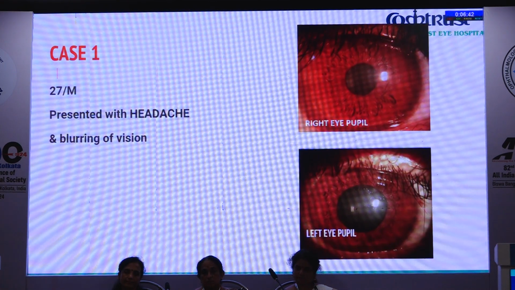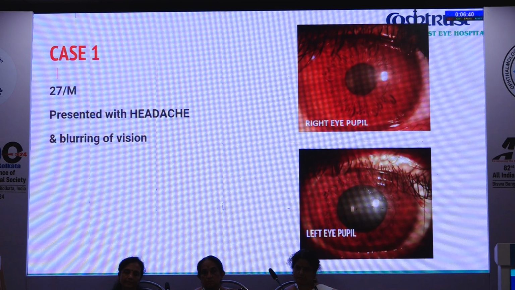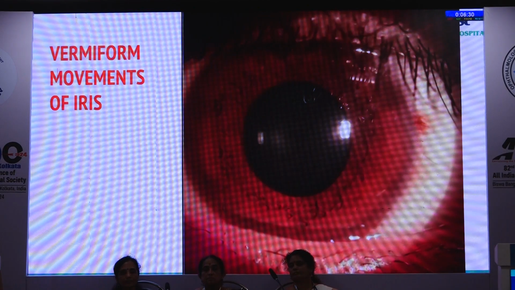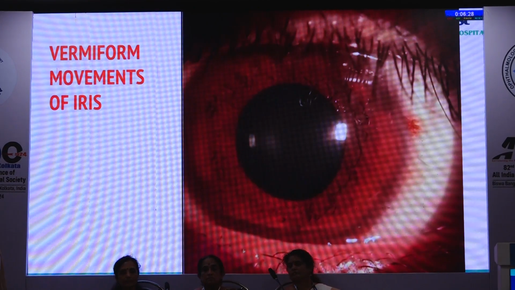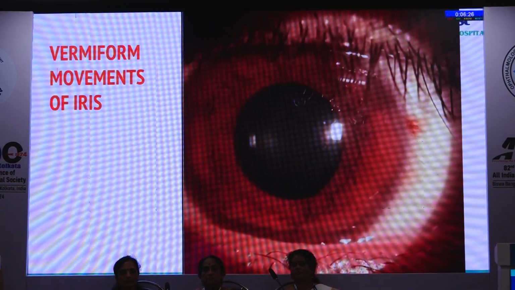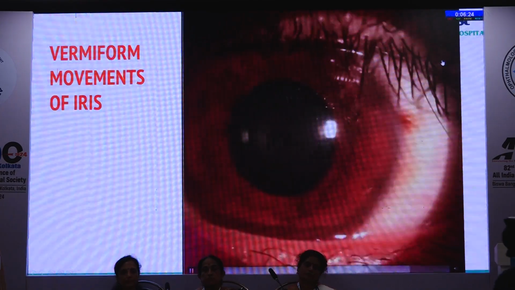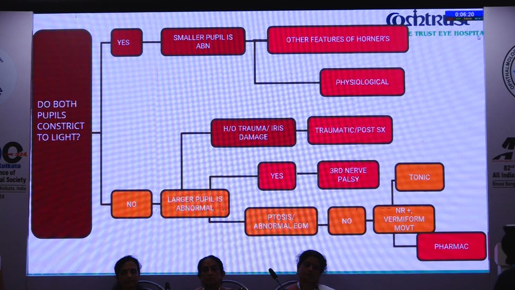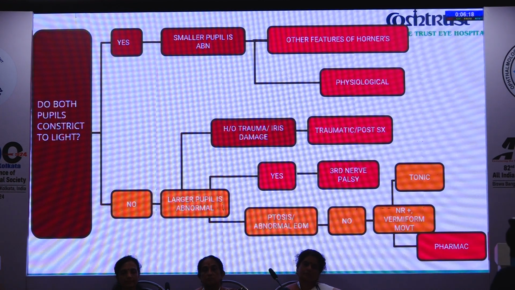The first case: a 27-year-old male presented with headache and blurring of vision. As you can see, there is a difference in the size of the pupils between the right and the left eye. This was the left eye. As you can see, a vermiform movement of the iris. So let us take you through.